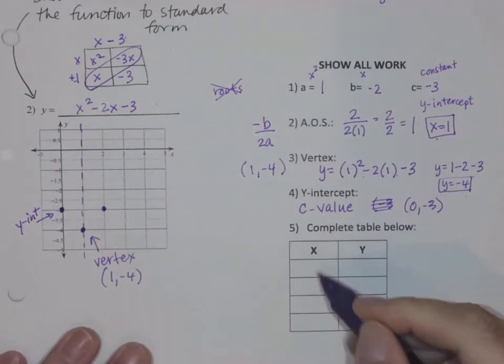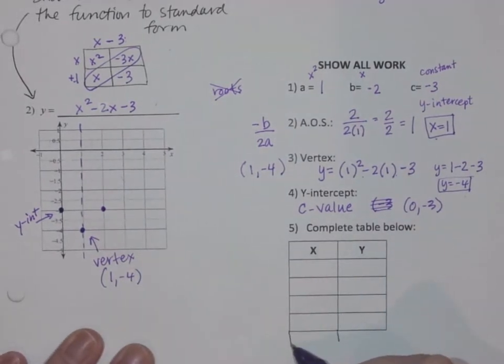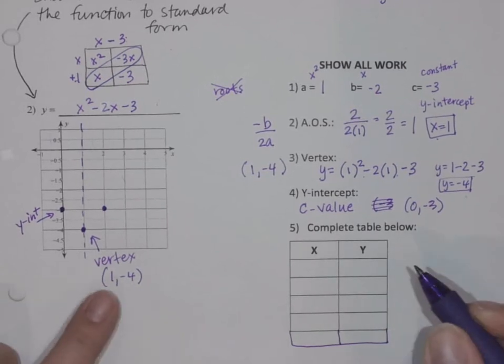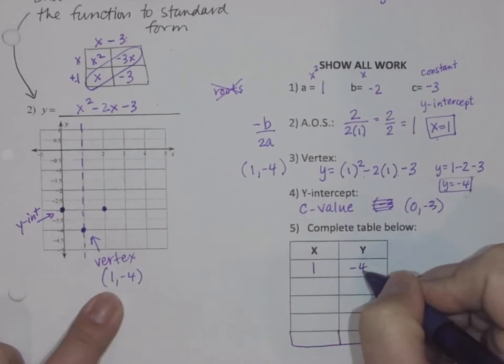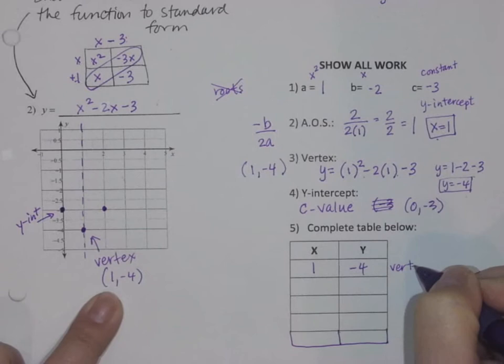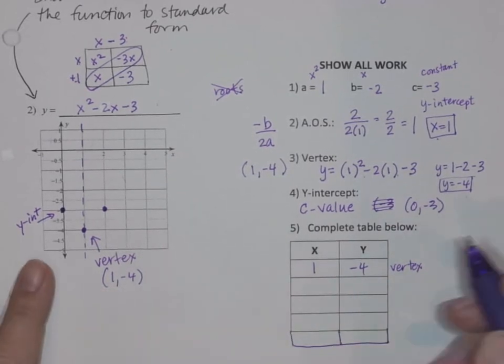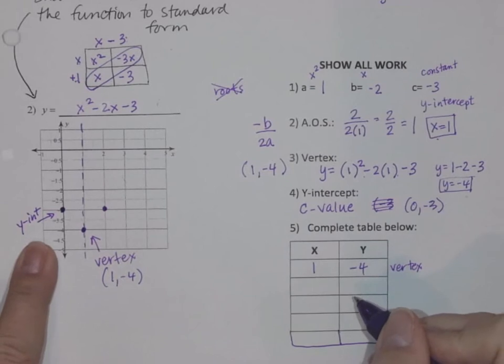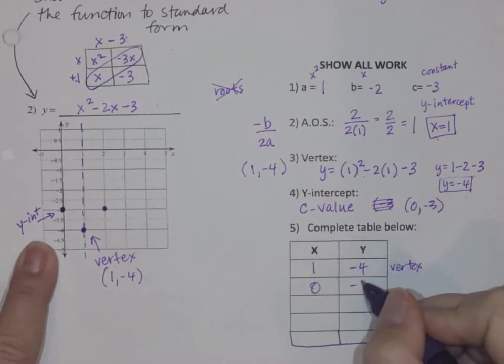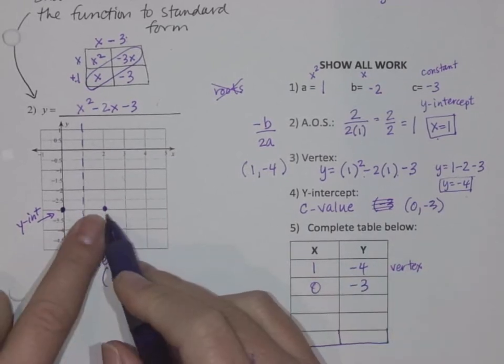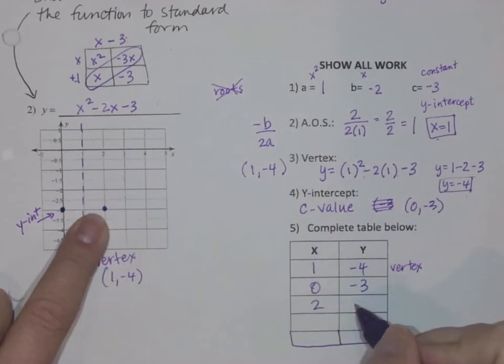Now I'm going to go ahead and complete the table, and this one doesn't have a place for 5 of them. I'm going to go ahead and add another one in. We know our vertex is 1, -4. I always like to have 5 points for my parabola because it makes me make a nicer, smoother curve. The y-intercept is going to be 0, -3. We had this point, which we reflected, which is going to be 2, -3.